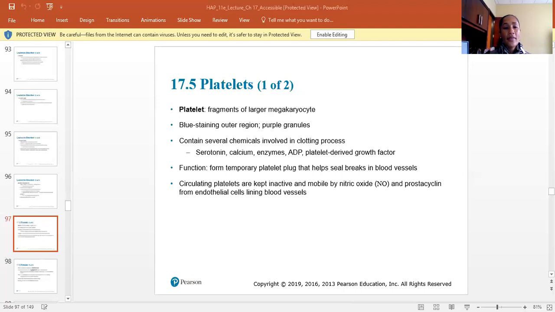Okay, factors that are limiting normal clot growth, I'm not going to test you on this section, so I am going to skip over it.